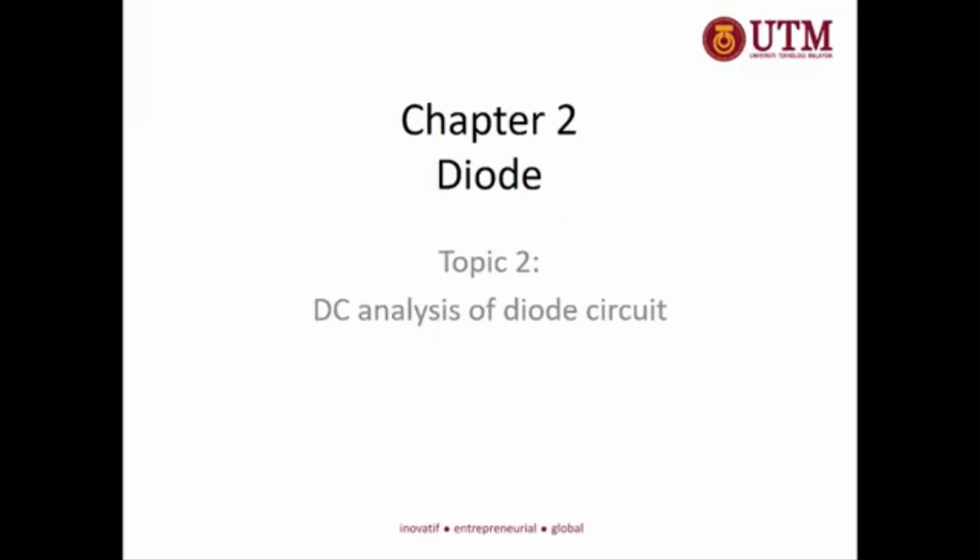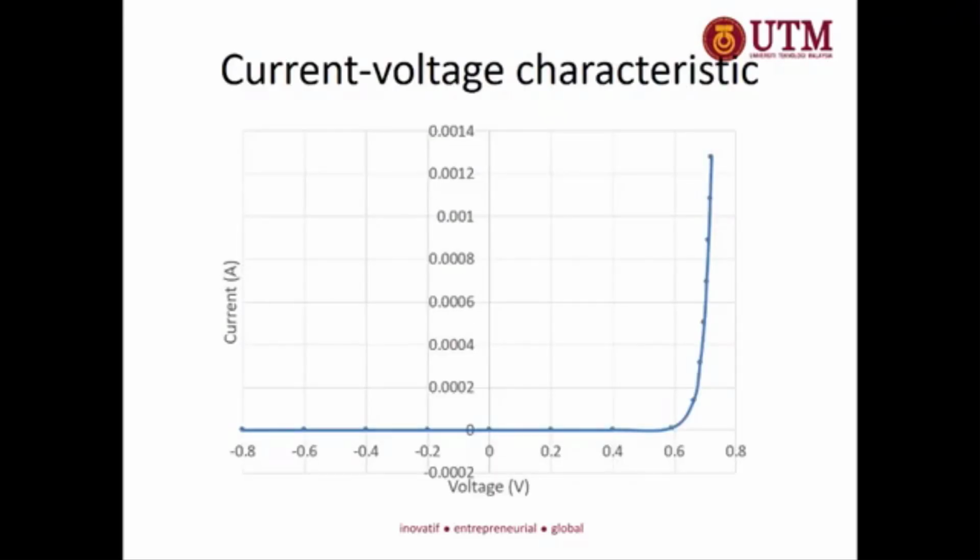Okay, this is our chapter 2 and topic 2. Topic 2 covers DC analysis of diode circuits. As we have discussed in the previous topic, this is the current-voltage characteristic, or IV characteristic, of a PN junction. The y-axis is current and the x-axis is voltage.